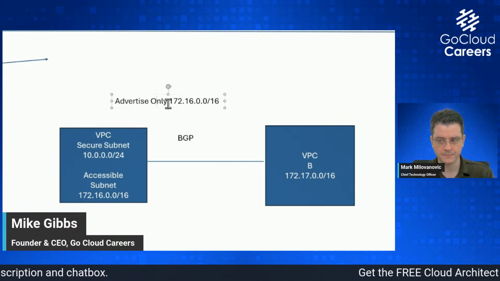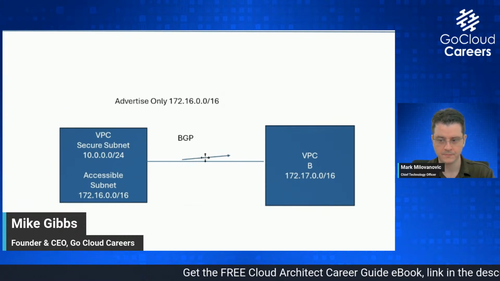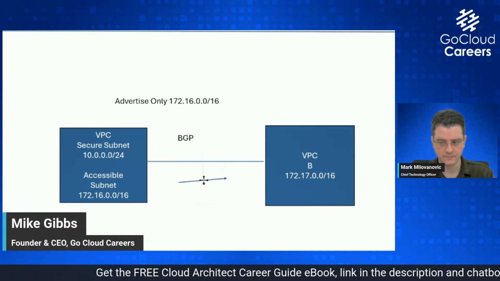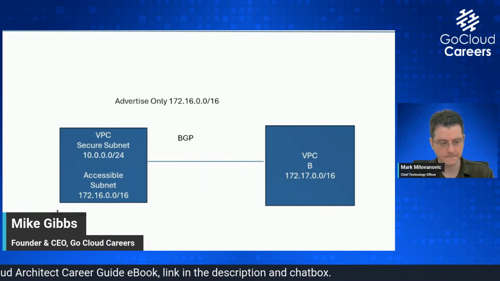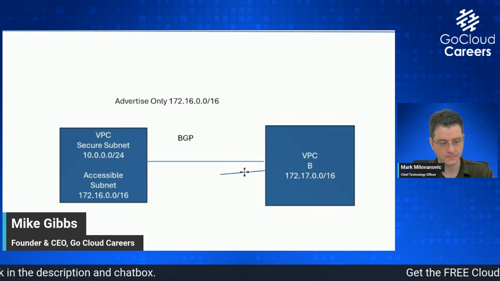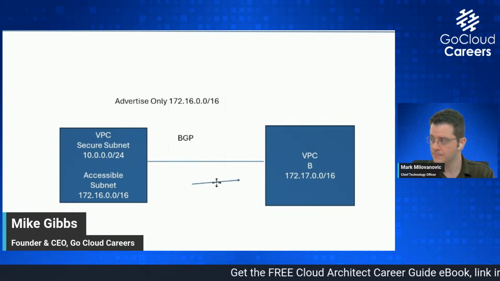So with BGP, we determine which routes we take in. Meaning, if we're expecting to take in the 172.16 subnet here, that's all we're going to take in. We're not going to allow someone to advertise 172.17.0.0/16, which is ours, back into us. We're only going to allow what we're supposed to in.